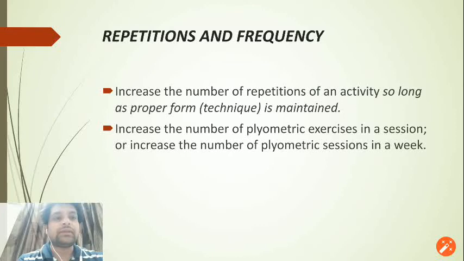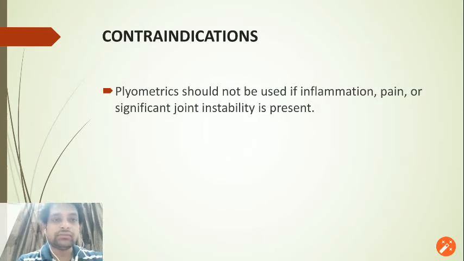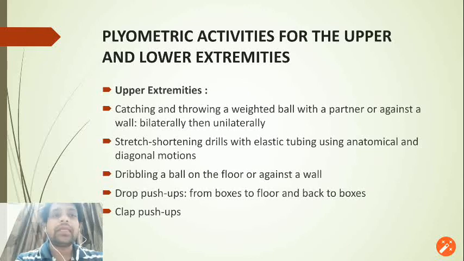Repetition and frequency. For repetition, increase the number of repetitions of an activity so long as proper form is maintained, meaning technique or body posture is maintained during the exercise. Increase the number of plyometric exercises in a session, or increase the number of plyometric sessions in a week. Contraindications: inflammation, pain, and significant joint instability if present.